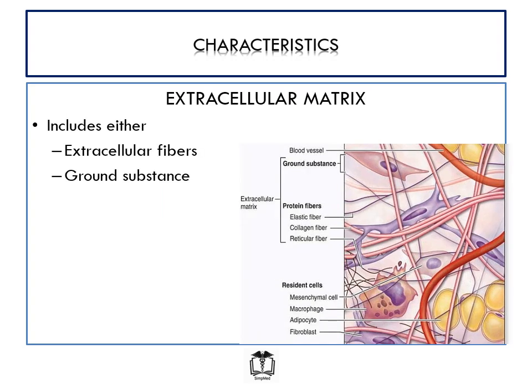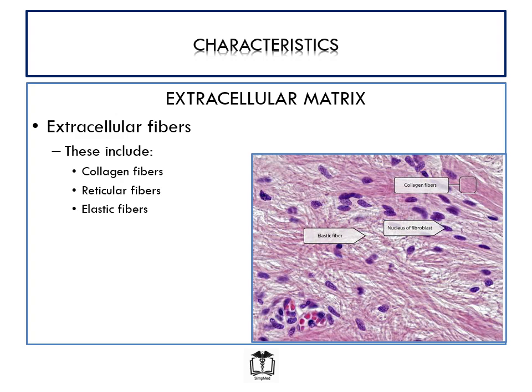Now let's focus on the extracellular matrix. The extracellular matrix is a combination of two major structures: extracellular fibers, which are just proteinous molecules, and ground substance, which is a combination of protein and carbohydrate. So as shown, we see examples of some of the protein fibers here: elastic fibers, collagen fibers, and reticular fibers. Each of these fibers tends to differ in terms of their function and in terms of their structure.